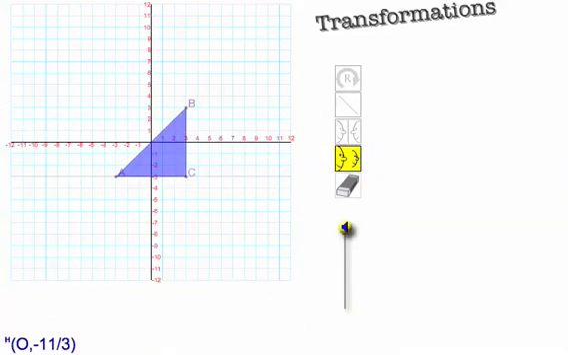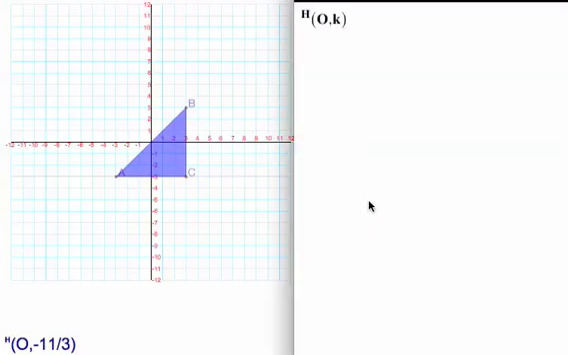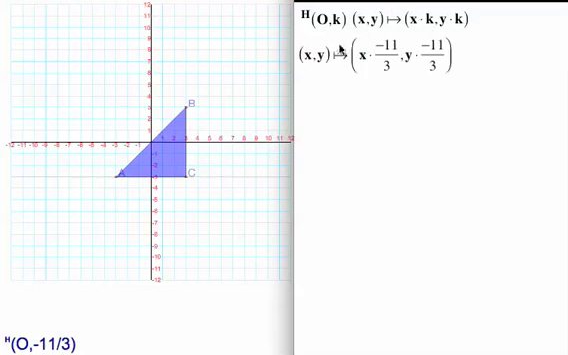Okay, here our dilatation is about the origin with a k factor of negative 11 thirds, and that one doesn't reduce. So we're going to multiply all of our coordinates by negative 11 over 3. Once again, our k factor is multiplying the x and y's. So all the coordinates, all the x and y's are getting multiplied by negative 11 over 3.